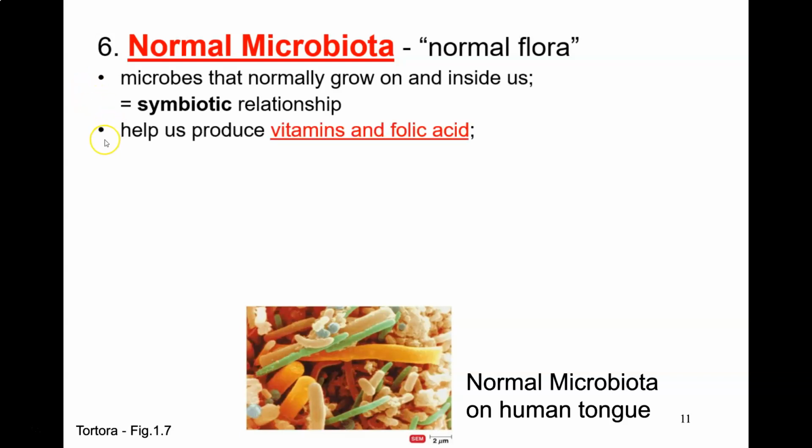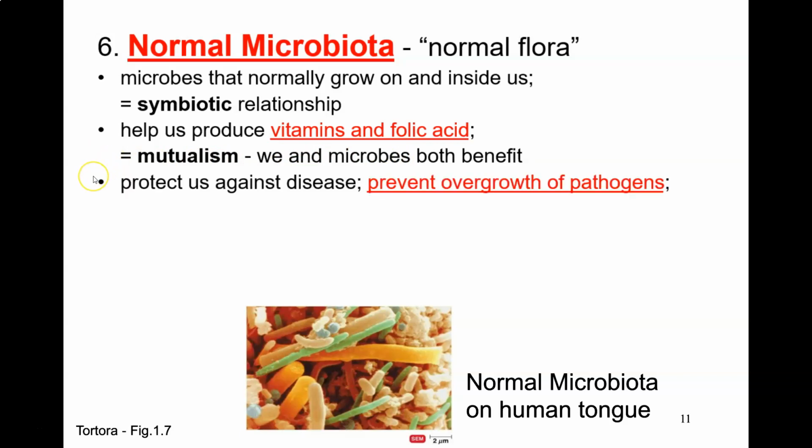Some of them will help us produce vitamins and folic acid. So every time we eat, they will metabolize these vitamins, so it will be available for us. And so we have a mutualistic relationship with our normal microbiota. We benefit, and the microbes benefit as well.